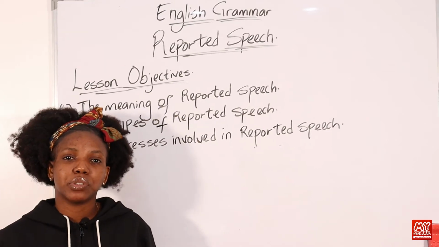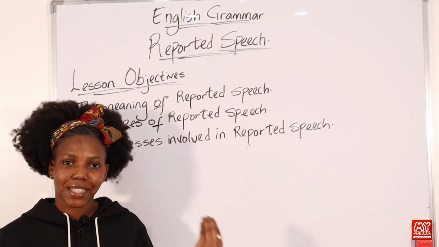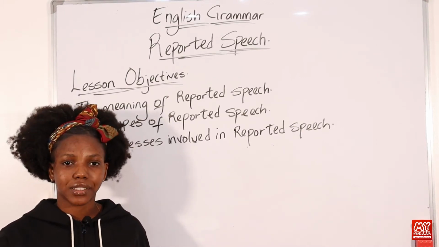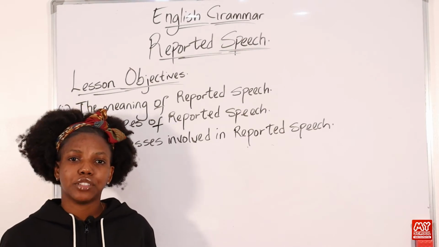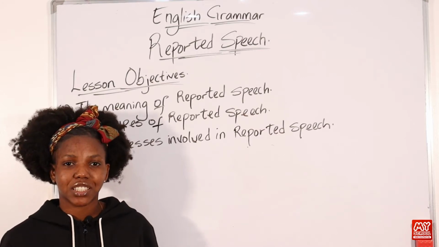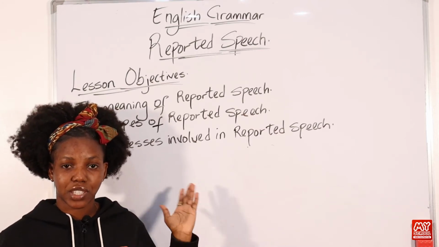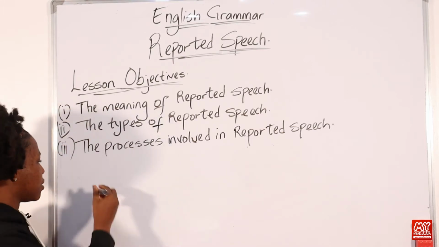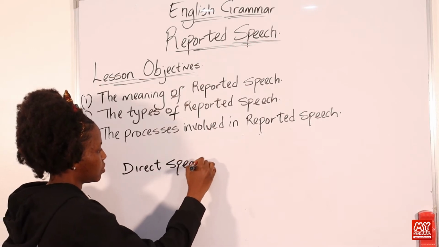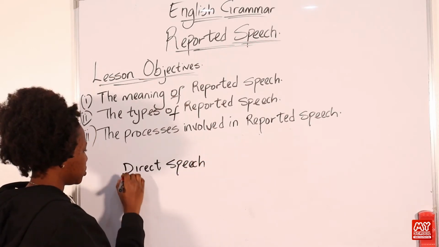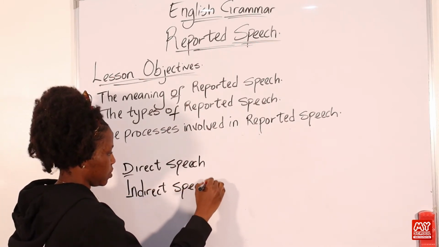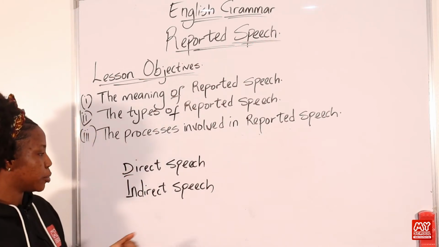Now reported speech is simply narrating or reporting what someone else has said. It's as simple as that, reporting or narrating what someone else has said. Now there are 2 ways you can report a speech or narrate a speech. You can do it directly or indirectly. And that leads us to number 2 objective, which is the types of reported speech. So we can have the direct speech and the indirect speech. Now these are the 2 types of reported speech.